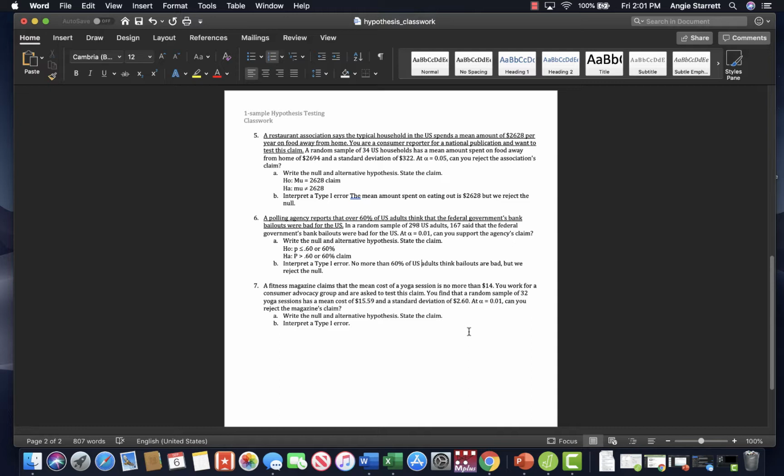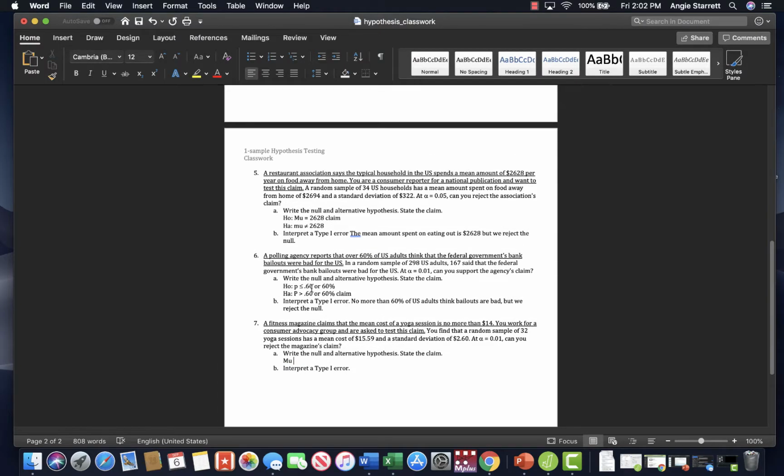Last problem. A fitness magazine claims that the mean cost of a yoga session is no more than $14. You work for a consumer advocacy group and are asked to test this claim. You find that a random sample of 32 yoga sessions has a mean cost of $15.59 and a standard deviation of $2.60. At alpha equals 0.01, can you reject the magazine's claim? So what is our mathematical statement for our claim sentence? Well, the mean cost is no more than 14. No more than is less than or equal to 14.